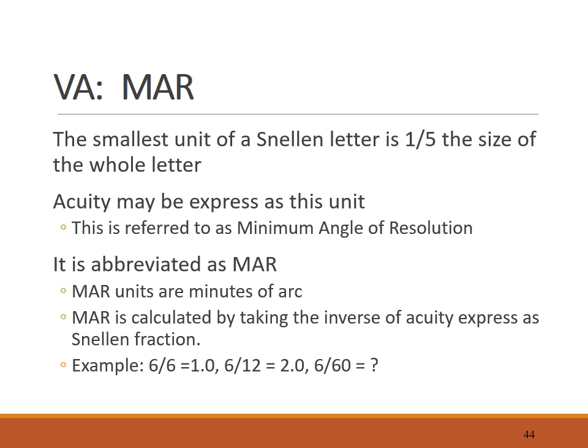MAR is calculated by taking the inverse of acuity expressed as a Snellen fraction. For example, 6/6 is equivalent to 1.0 and 6/12 is equivalent to 2.0. Please go and find out how to calculate from Snellen to MAR. You also can find the converter table from Snellen to the MAR unit.